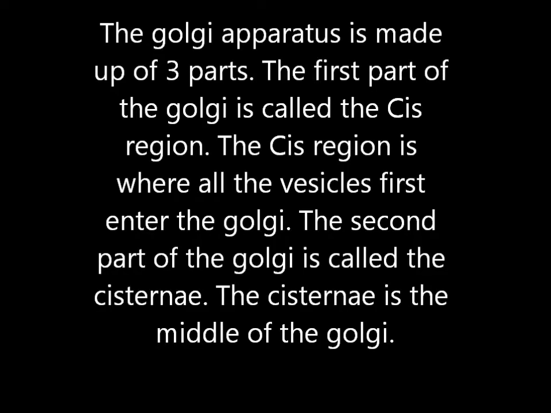The Golgi apparatus is made up of 3 parts. The first part of the Golgi is called the cis region. The cis region is where all the vesicles first enter the Golgi. The second part of the Golgi is called the cisternae. The cisternae is the middle of the Golgi.